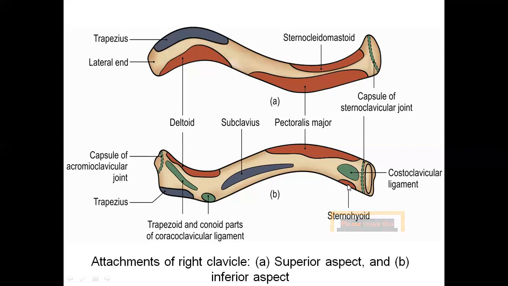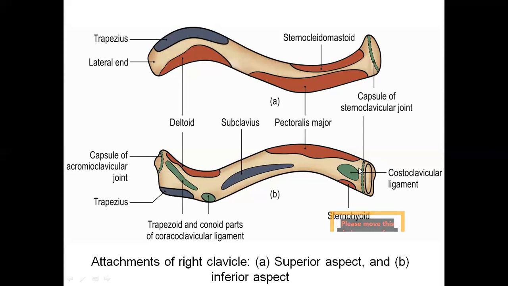Lower down, there is a connection between the sternum and hyoid bone. You call it the sternohyoid muscle. The hyoid bone we see in the neck region. So here you have a muscle, the sternohyoid, and a few fibers also come from here. Then of course this is the capsule of the sternoclavicular joint, which is seen along the margins of the sternal end of the clavicle.